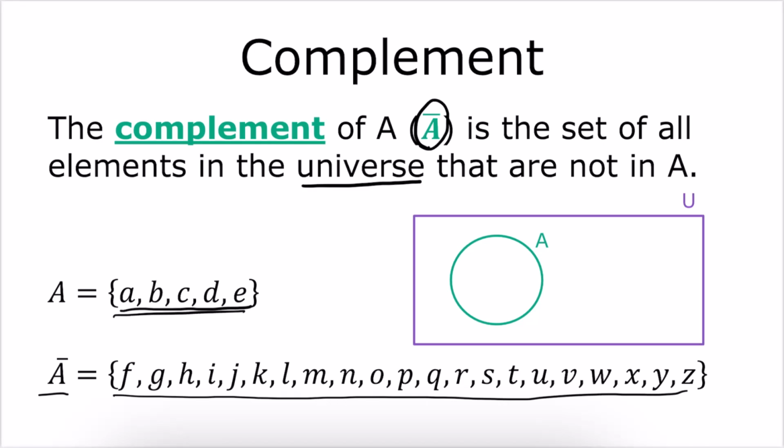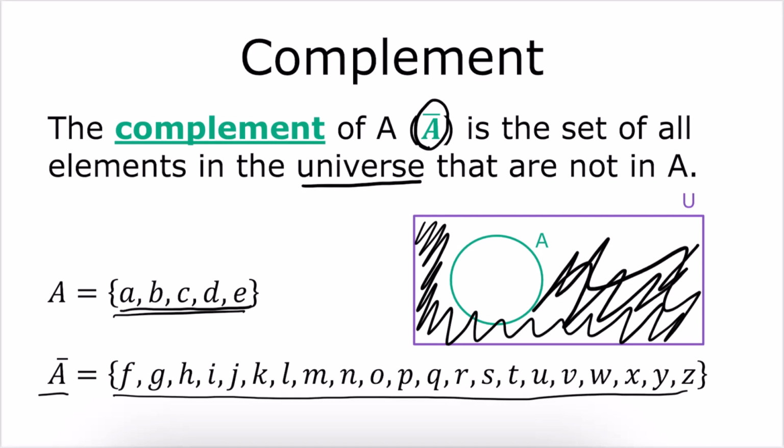And so when you're drawing a Venn diagram of this, the universe is usually represented with a box because it's going to represent everything that's possible. And A complement is going to be all of the space outside of A, because the complement of A is all of the elements that are not in A that are in the universe. And so that's how you would draw a Venn diagram for the complement.